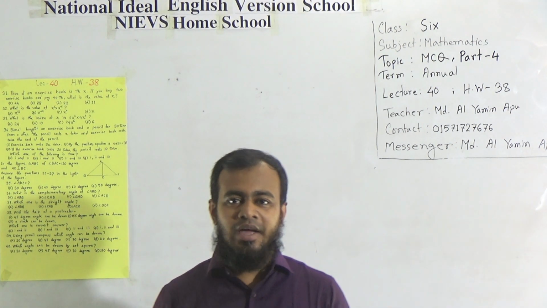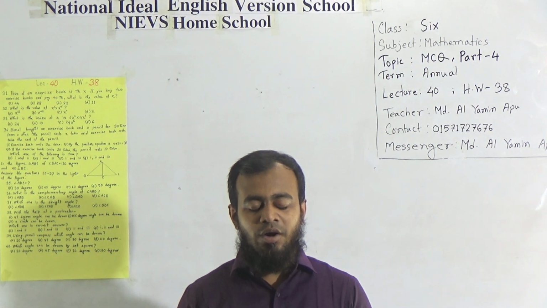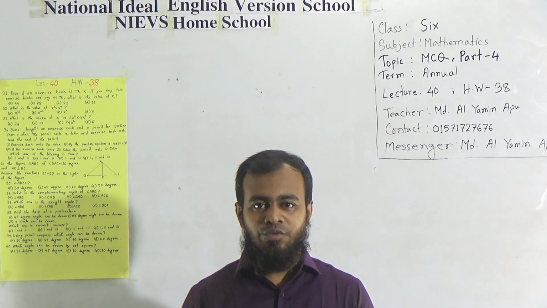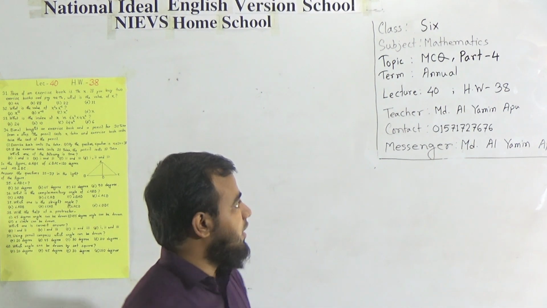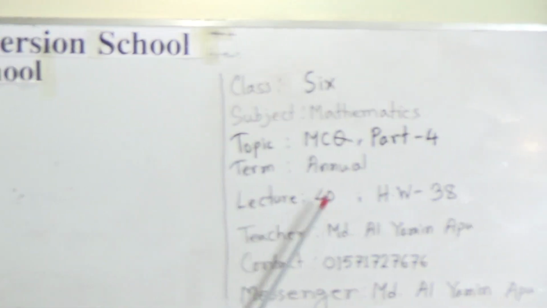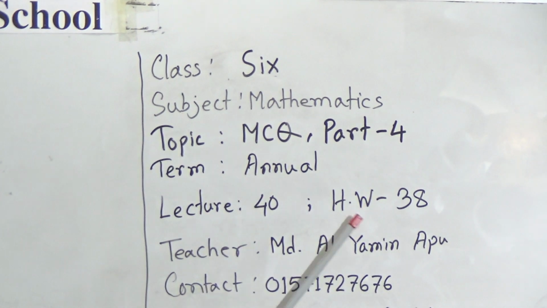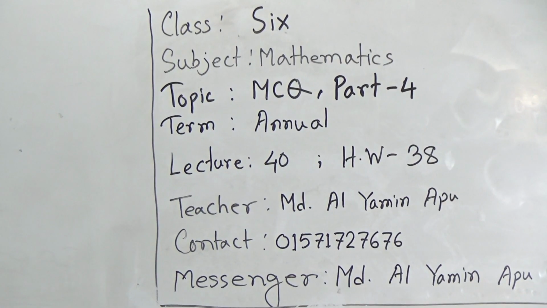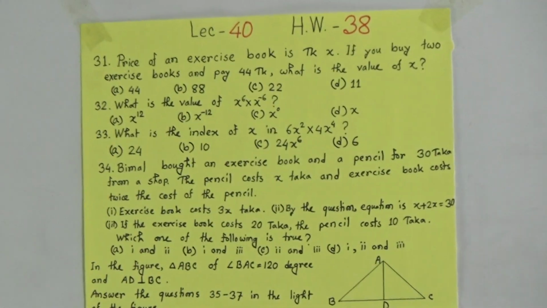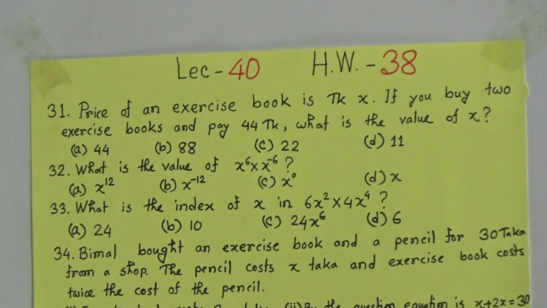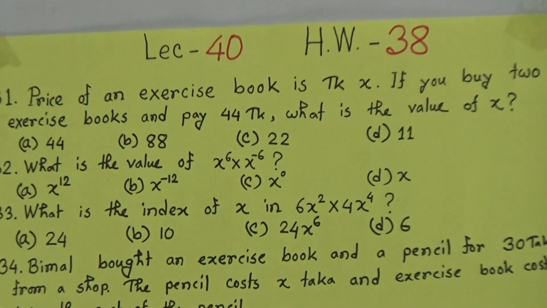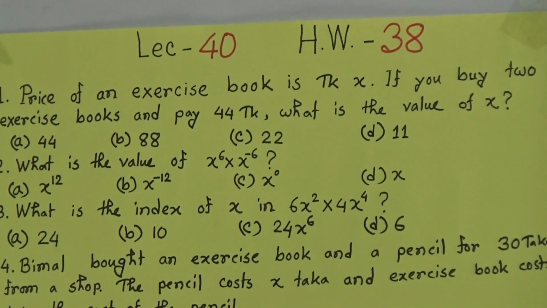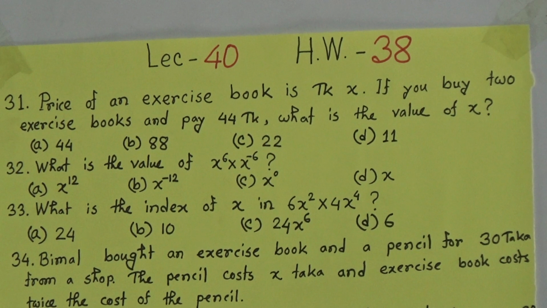Today I am going to take a math class for the students of class 6. Our today's topic is MCQ part 4. Our today's lecture number is 40 for the annual term examination and our homework number is 38. Okay, let's get started with our class. In MCQ part 1 to part 3, we have already learned from 1 to 30. Today, we will learn from 31 to 40. Only 10 questions today.